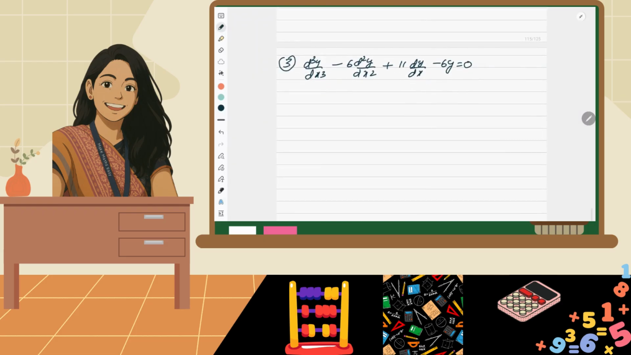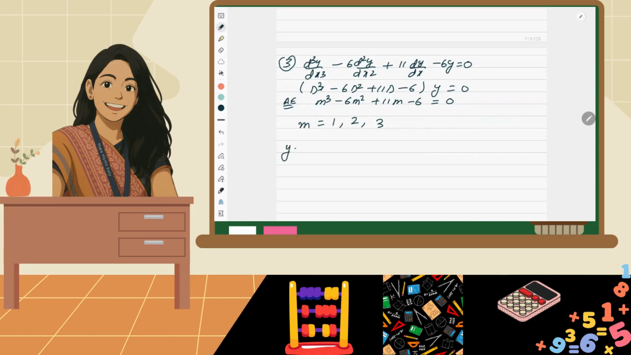Now see, it is a cubic equation. So first D cube minus 6D square plus 11D minus 6 y is equal to 0. So what is my auxiliary equation here? m cube minus 6m square plus 11m minus 6 is equal to 0. Now let us find the roots of this equation. Use your calculator, go to cubic equation and solve. You will get m is equal to 1, 2 and 3. See, if it is cubic, you should get 3 roots.